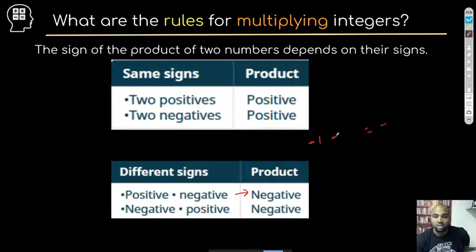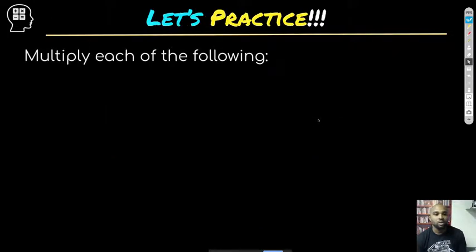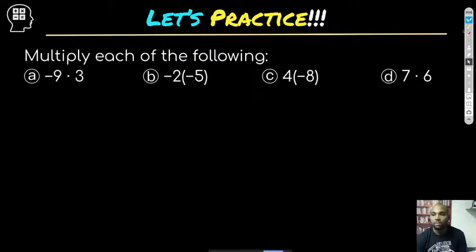Negative 1 times positive 8. That's not what I meant to do, I'm making this harder than it is. So put a sign there, so it's just 8. It's going to be a negative 8. So any negative times a positive is going to be negative. Positive times a negative is going to be a negative. So we'll practice that to make sure we got it. But that's the rule. So let's do these, remembering those rules.